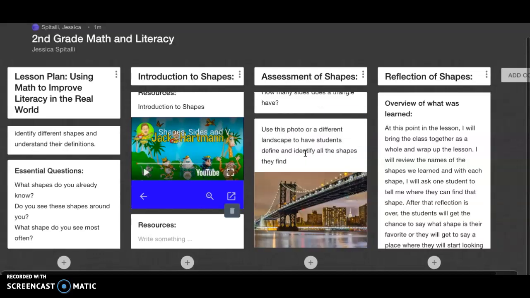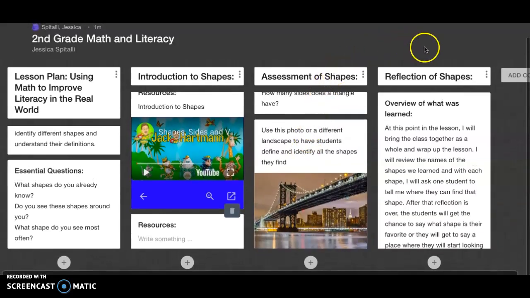So once you have gone through the assessment of shapes, you then will go to the end of the lesson, which is the reflection of shapes. So basically, this is just an overview of what was learned. So at this point in the lesson, I will bring the class together as a whole and wrap up the lesson. I will review the names of the shapes we learned, and with each shape, I will ask one student to tell me where they can find that shape. So basically, if I say a square, I will review the name of the square and then have one student tell me where they can find a square. So this will continue to open students' eyes to see where they can find shapes all around.